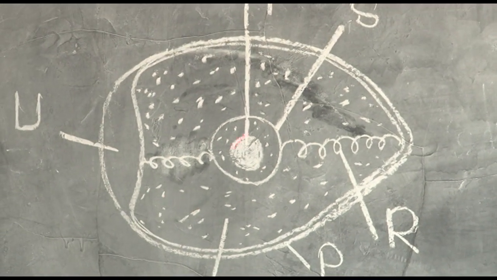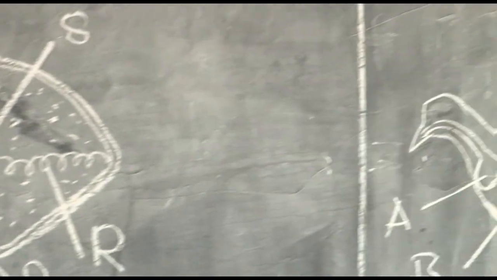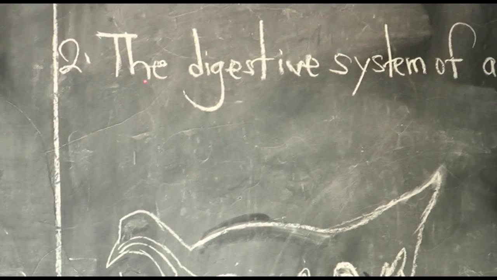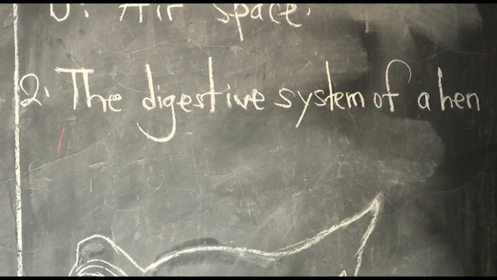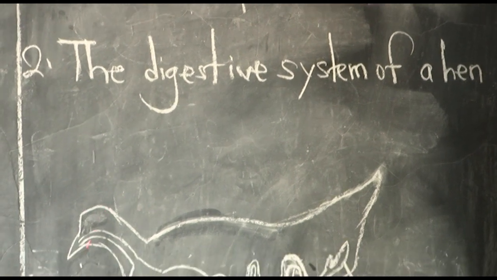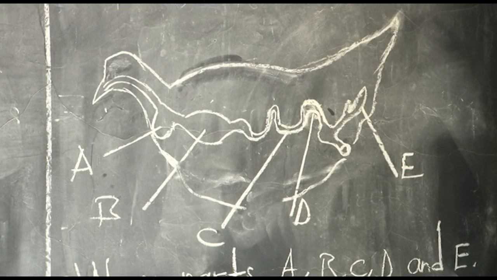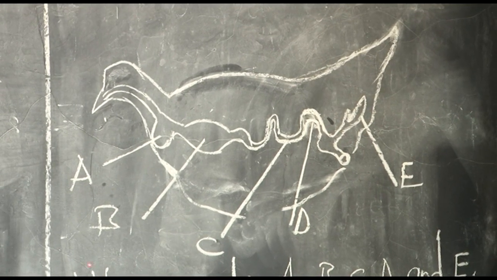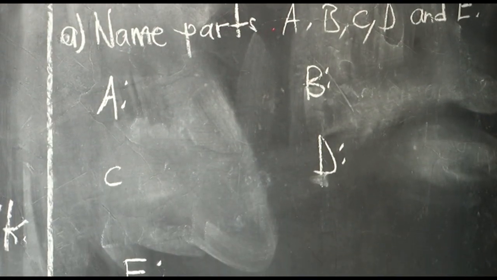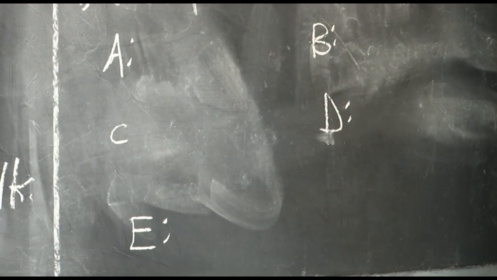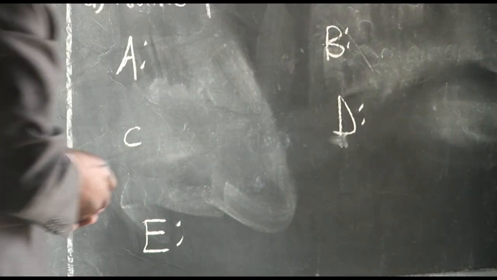And then we can move to number two of this activity here. Yes, you're given number two. It says digestive system of a hen. So the diagram here shows the digestive system of a hen. You're given the questions here to answer. Look at number one here, which asks you to name the parts A, B, C, D, and E. So from our diagram, we can check here.